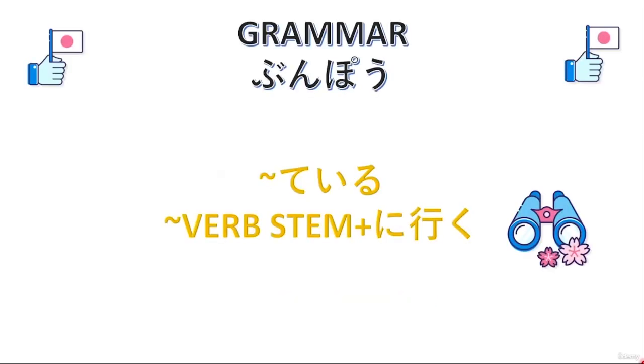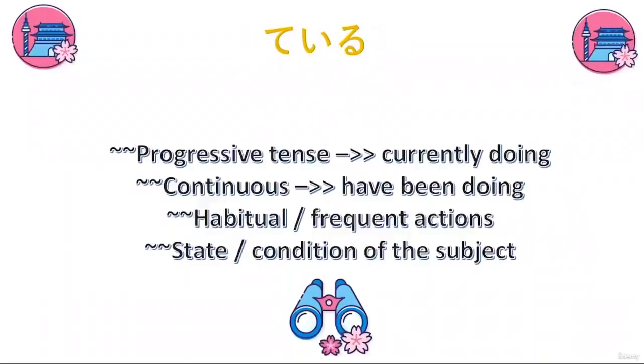Okay, so today's grammar or bunpo will be TEIRU, and verb stem plus ni iku. So let's start off with TEIRU. Why do we use it and why do we need it in general and what does it express? So I separated 4 different parts that it plays in grammar.